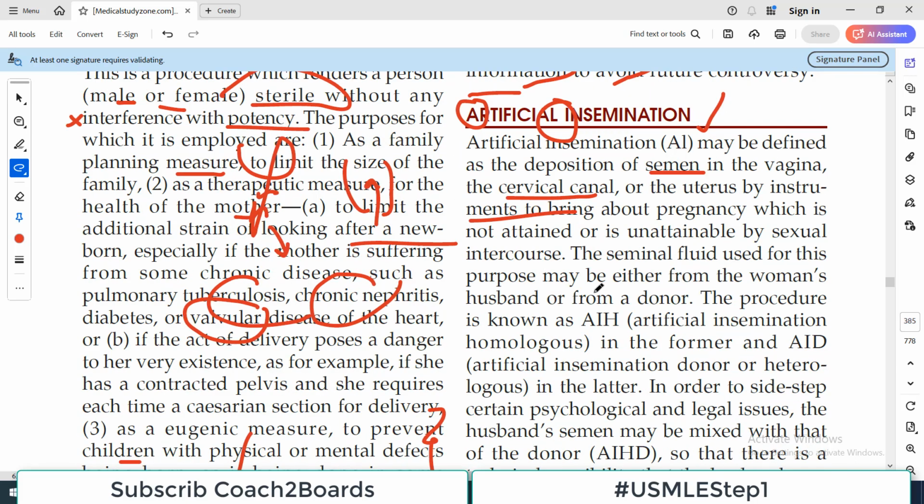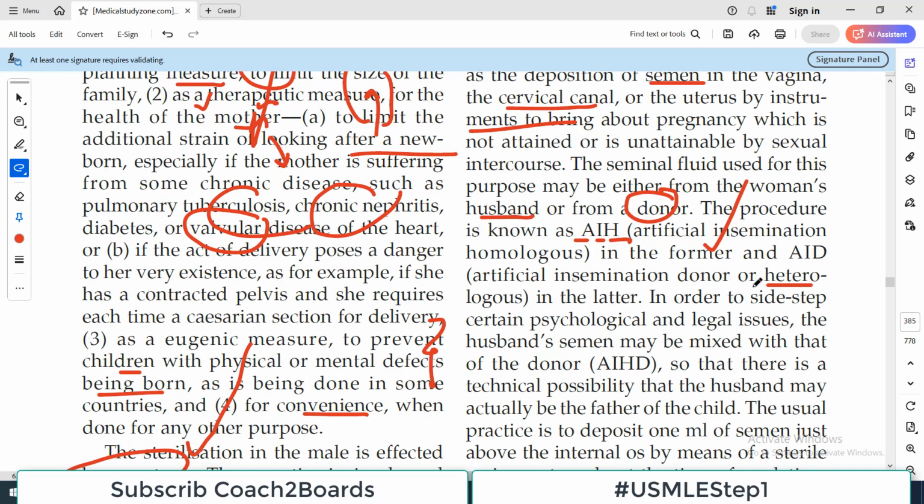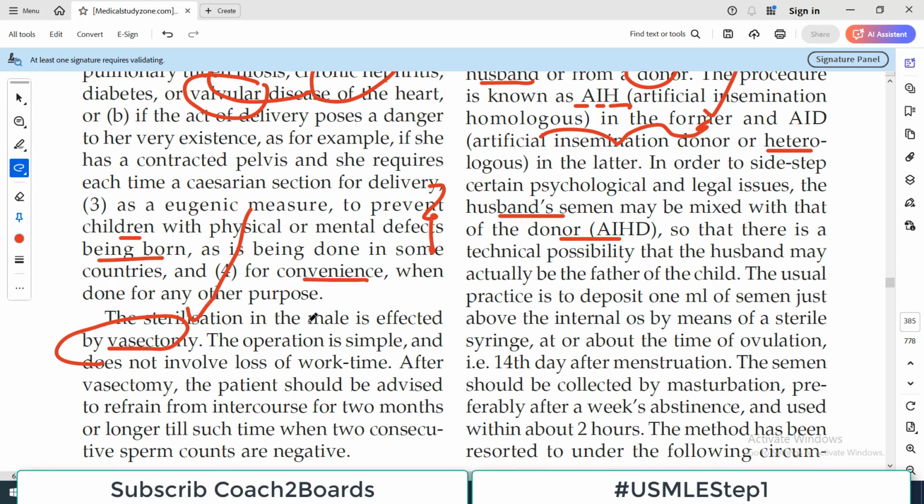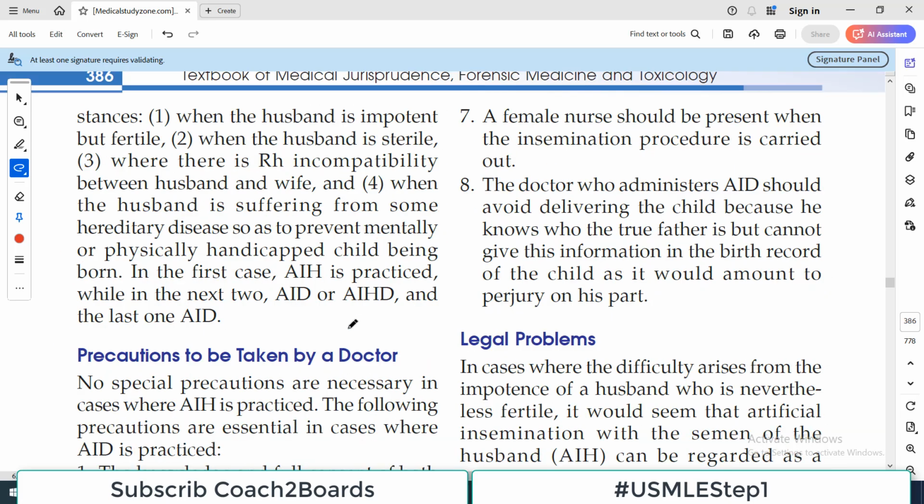The seminal fluid used for this purpose may be either from the woman's husband or from a donor, depending upon whether the husband is sterile or not. The procedure is known as artificial insemination homologous in the former case, when the semen is taken from the husband, and heterologous if it is taken from some other partner. In order to set up certain psychological and legal issues, the husband's semen may be mixed with that of the donor, so that it cannot be said whose sperm it was. So there are multiple options, right? The female receives the sperm from the husband, from somebody else, or by mixing. This is what we call artificial insemination.